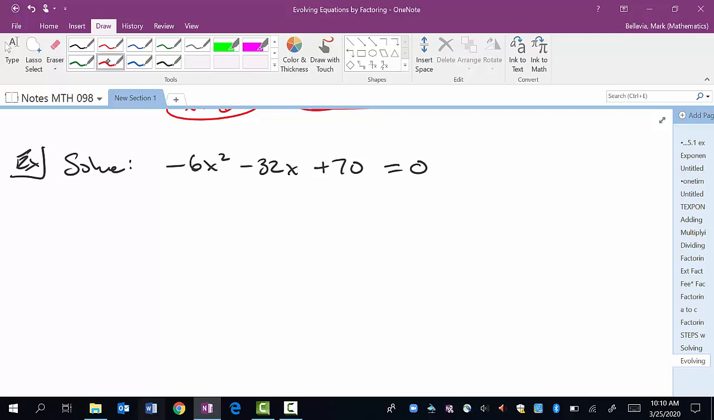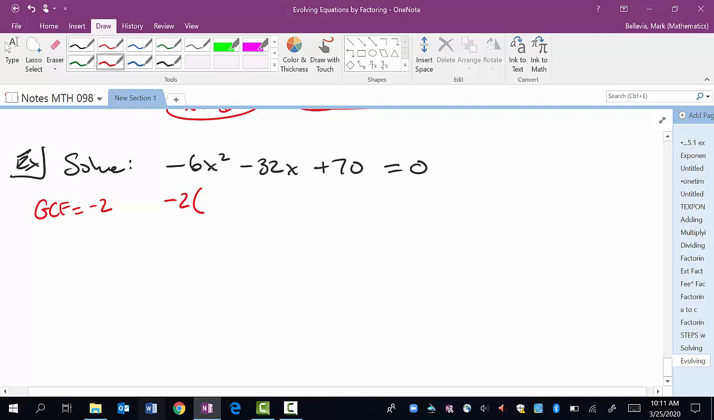After that, you want to look to see, is there a greatest common factor that I can factor out from this left side? And there is a GCF in this case. It might not be obvious, but negative 6, negative 32, and 70, the greatest common factor between them is going to be a negative 2. It's negative because the first term is negative. And 6, 32, and 70 all have a 2 in common. So the GCF here is equal to negative 2. So I'm going to factor that out. When I factor it out, remember you're dividing it out from each term.